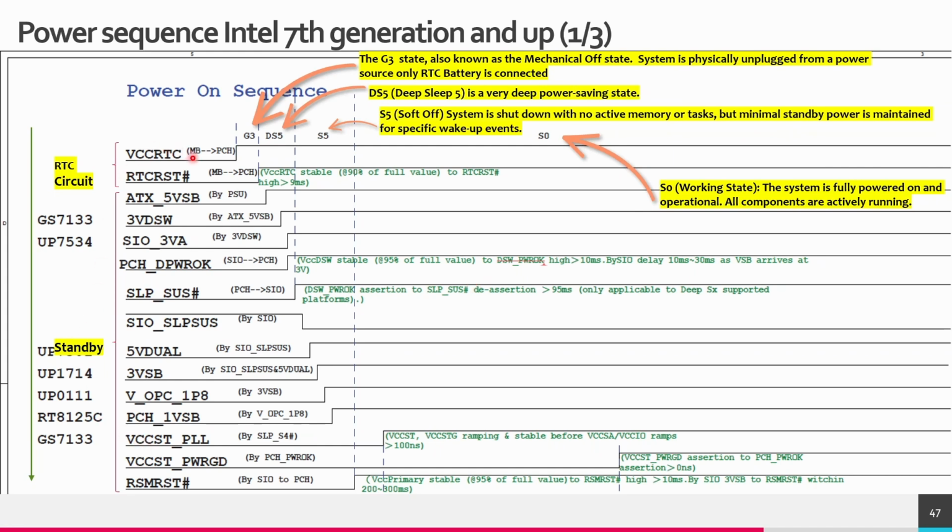So what you see here is the power sequence of this Intel board. Every voltage or signal has to be created in the right order. So let's say if the SIO 3 volts is missing, it will not proceed to the next step.